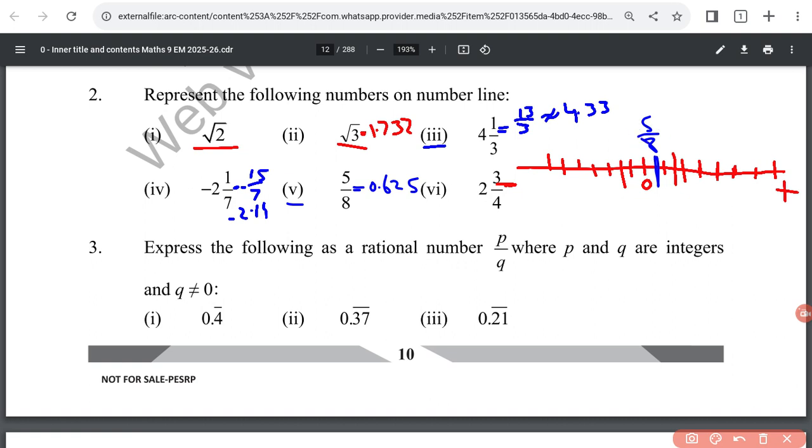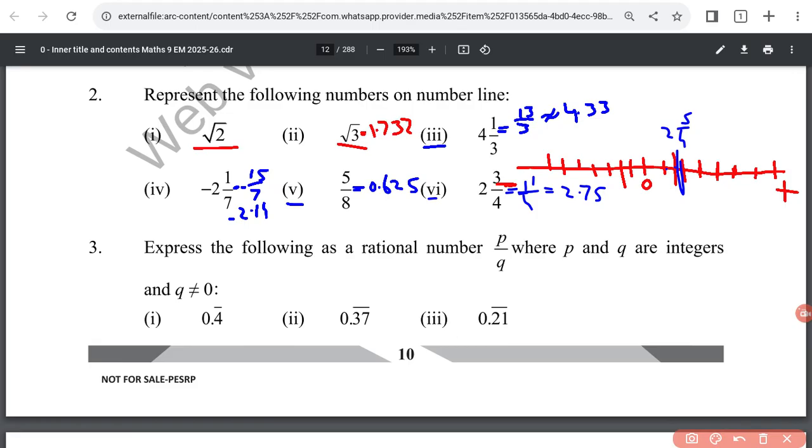Okay, so now we move towards the next part of this example, that is 2 times 1 over 3, that is equal to 11 over 4, and it is equal to 2.75. So 2.75 will become here. So 2 times 3 over 4.